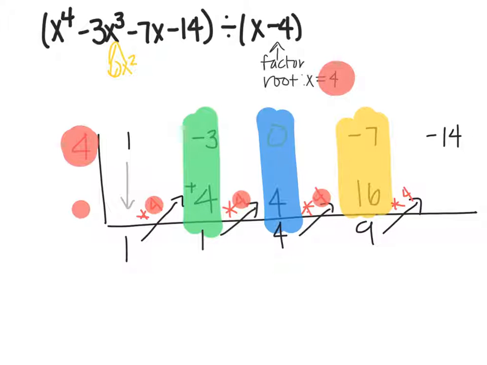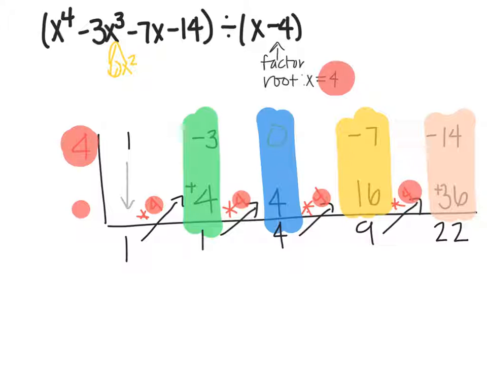And again, this 4 is my root. And 9 times 4 is 36. And that's a positive 36. So if you need to put the plus sign there, go ahead. So now I'm going to combine that negative 14 and that positive 36, which is going to give me 22.